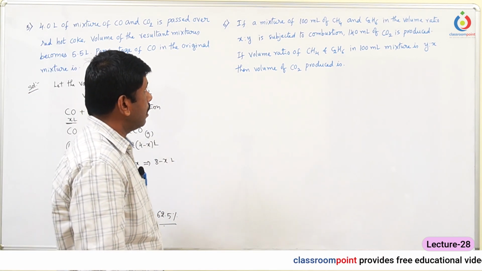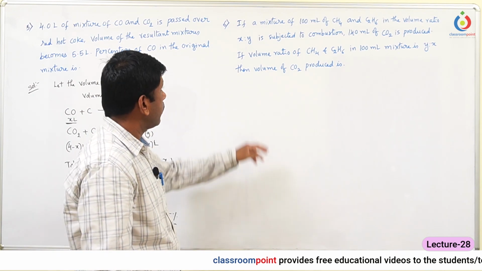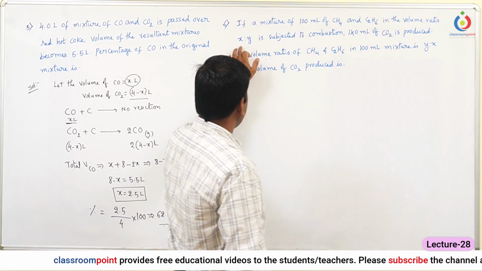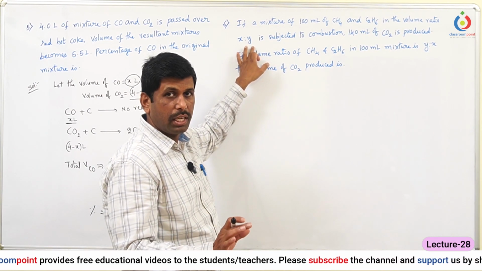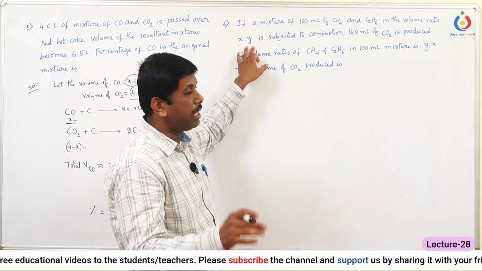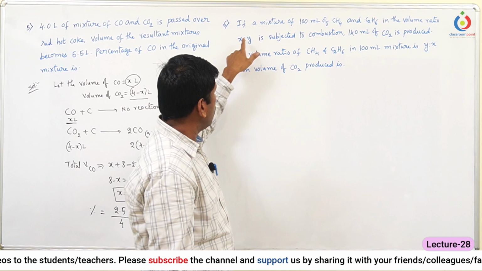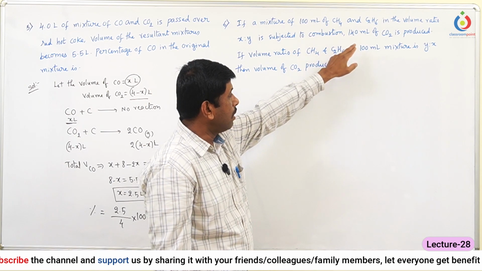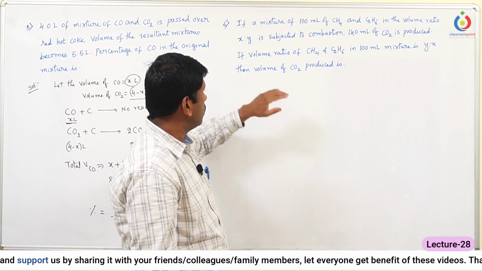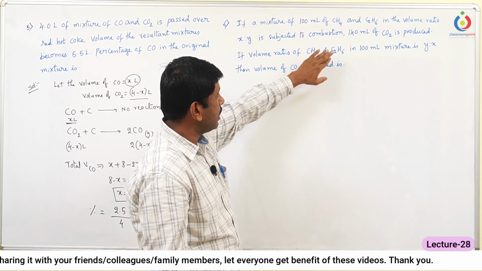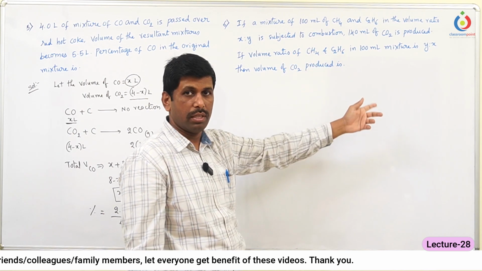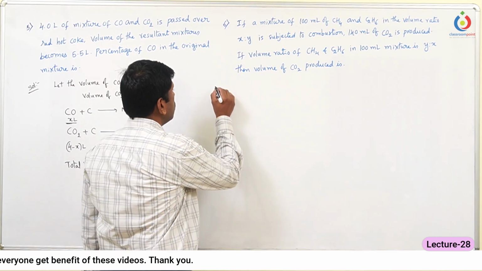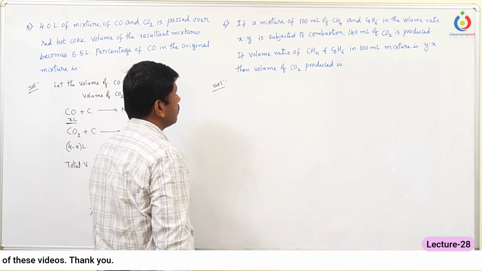Let us see one more very important question for us. If a mixture of 100 ml of methane and ethane in the volume ratio X is to Y is subjected to combustion, 140 ml of CO2 is produced. The ratio is given, not the exact volume of methane and ethane present. So methane volume belongs to X and ethane volume belongs to Y. If the volume ratio of methane and ethane in the 100 ml of the mixture is Y is to X, reversed, then the volume of the CO2 produced in the final equation is? So let us try to attempt this one.